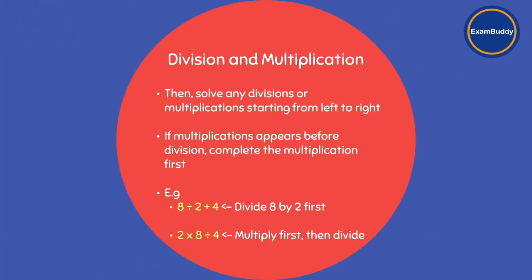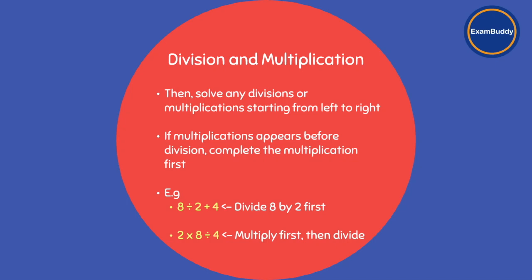Next, let's take a look at division and multiplication. It's important when you get to this stage of BIDMAS that you are working from left to right. You always solve division and multiplication parts of the equation after indices, starting with whichever one you find on the left of the equation. So for example, 8 divided by 2 plus 4, you divide by 2 first, and then add 4.